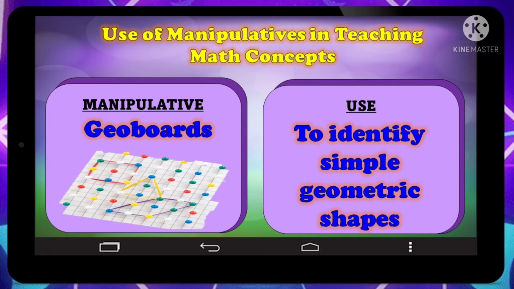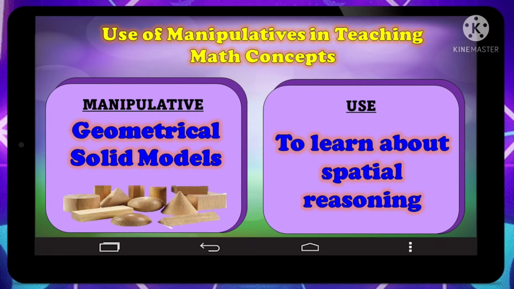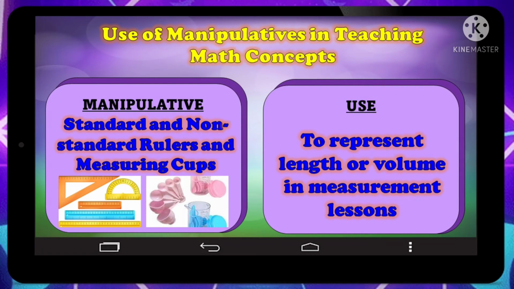Then we also have the geoboards, which are used to identify simple geometric shapes. Another is the geometrical solid models, which are used to learn about spatial reasoning. We also have standard and non-standard rulers and measuring cups, which are used to represent length or volume in measurement lessons.